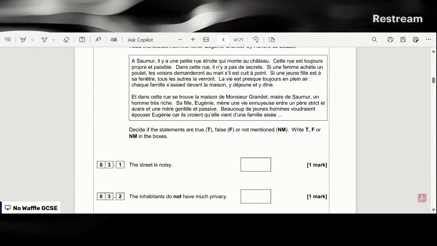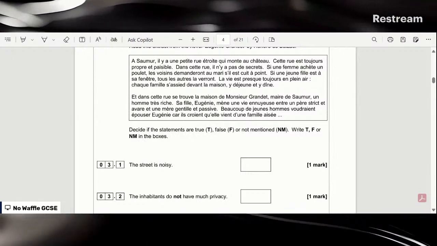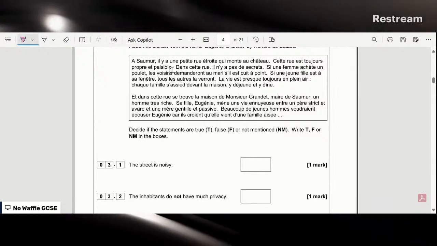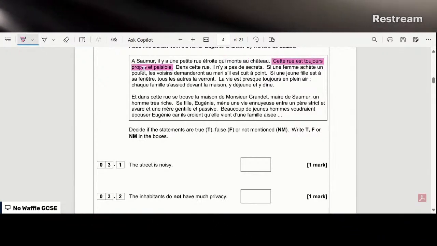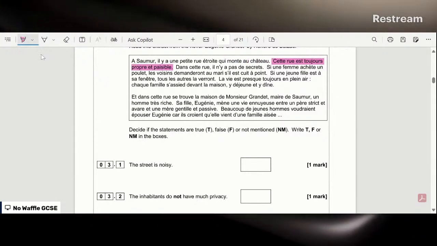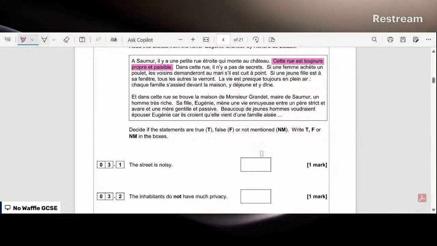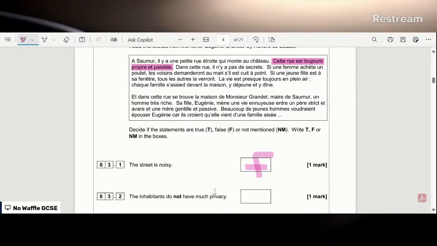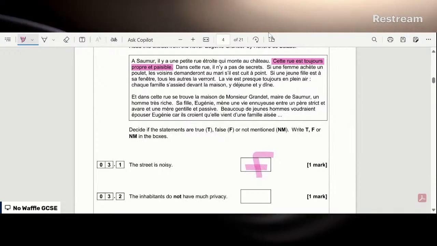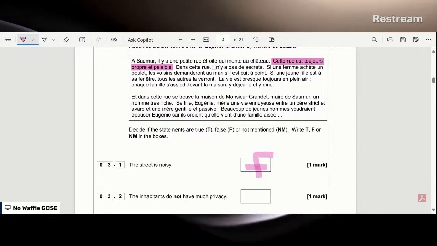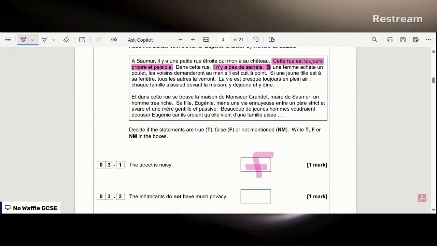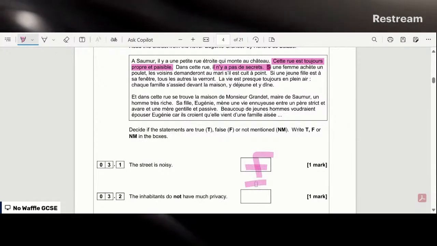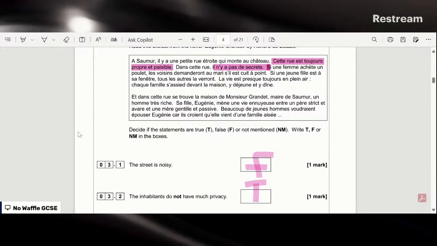À Saumur, il y a une petite rue étroite qui monte au château. Cette rue est toujours propre et paisible. So it's very quiet and very nicely organized. So the first one is false. The inhabitants do not have much privacy. So dans cette rue, il n'y a pas de secret. That's quite obvious there. It's saying there's no secrets on this street. Therefore, they do not have much privacy, and that is going to be true.